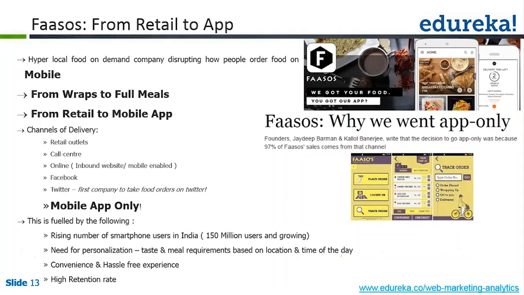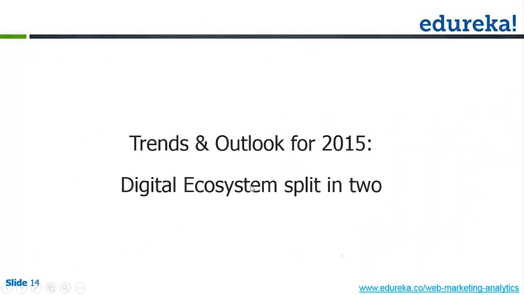So they're using the mobile only app usage data to essentially customize the food delivery system, right? Based on location, based on time of day. They claim it's a whole convenience and a very hassle-free experience. And they also claim that they've had a pretty high retention rate in terms of the people coming back to the app to use and order for food. Right? All right, so that was cross-channel experiments.